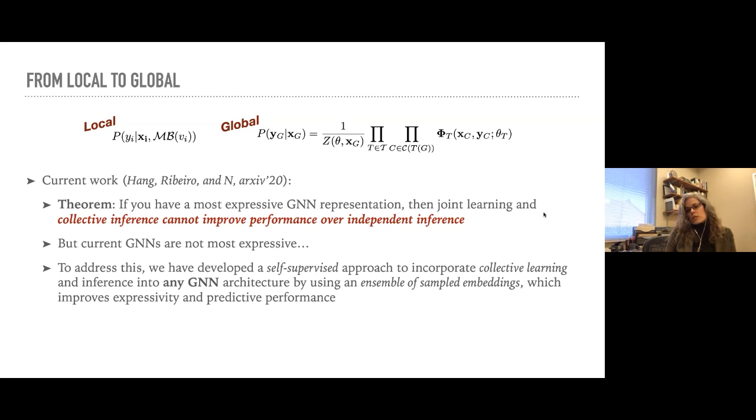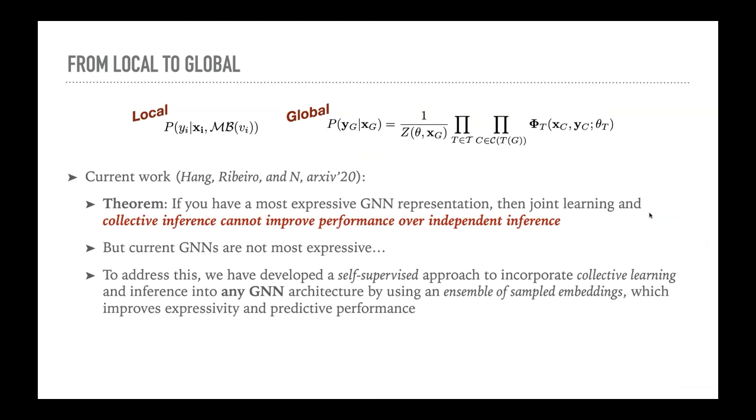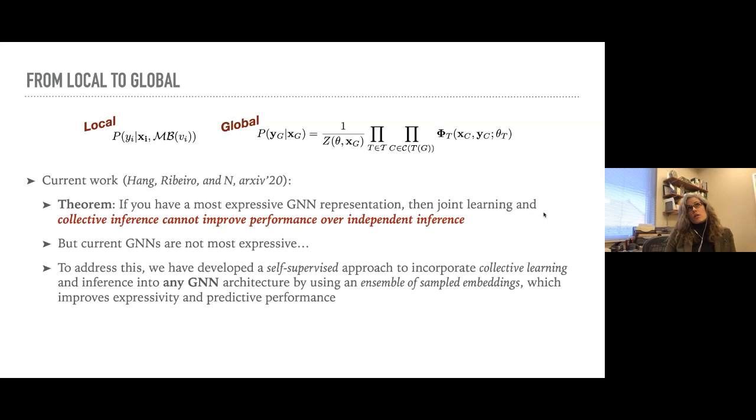And we specifically did that through using an ensemble. You can think of our method as something of an ensemble of sampled embeddings, which are going to help to improve the expressivity and predictive performance of any GNN. And so for our results, we applied it to, I think, 3 or 4 different types of current GNN architectures, and we show empirically that we do no worse than the previous performance you would get, and in many cases, this collective learning approach does significantly better.